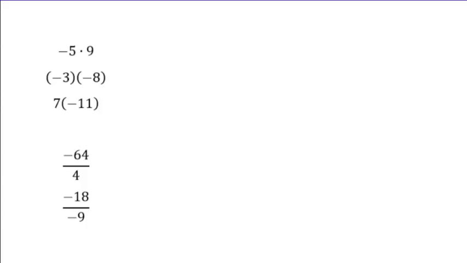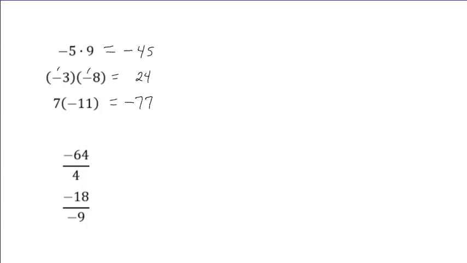My first example is -5 times 9. When I multiply that, 5 times 9 is 45. And you notice I have a negative times a positive, so it's -45. -3 times -8. Well, again, multiplication tables. 3 times 8 is 24. And since I have a negative times a negative, that is going to be a positive 24. In the case of multiplying our values, we don't write the plus sign for positive. And then I have a 7 times a -11. Again, 7 times 11 is 77, and that is going to be -77.